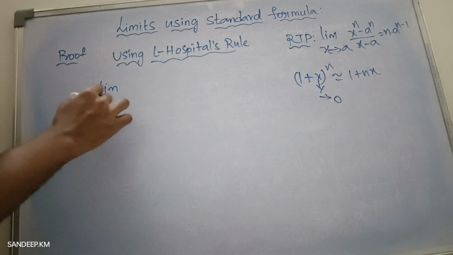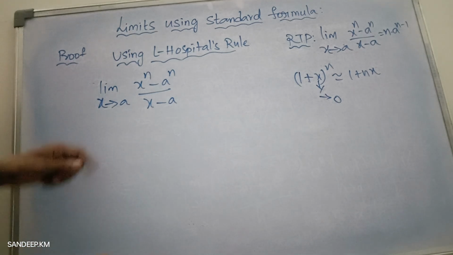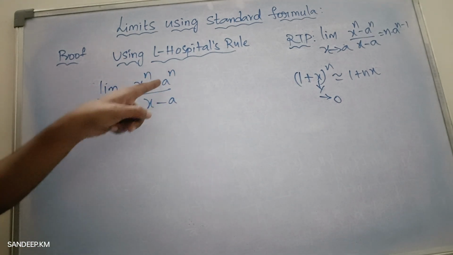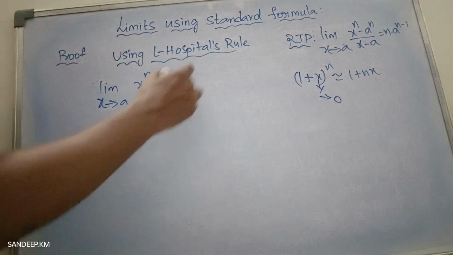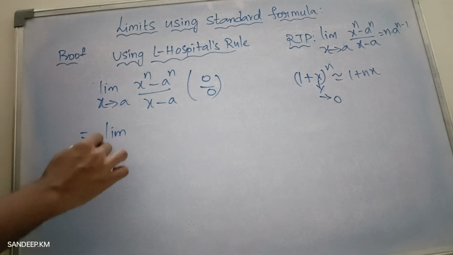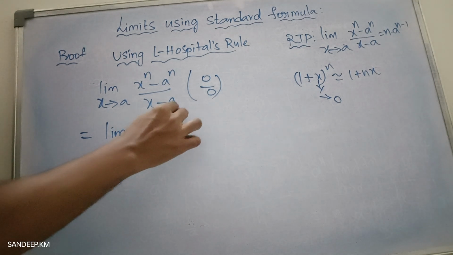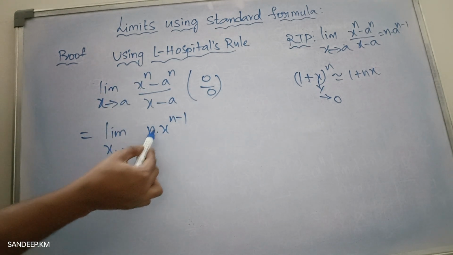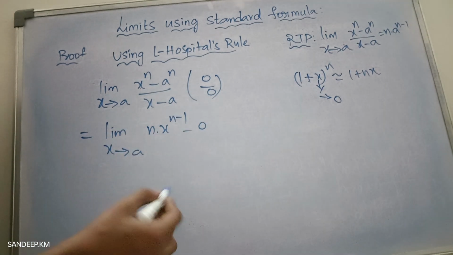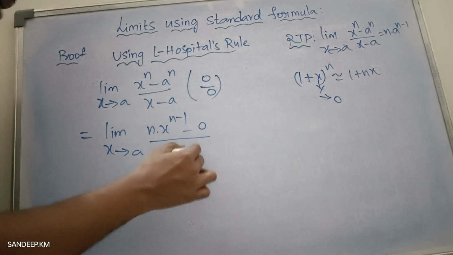Okay, let me take limit x approaches a, x power n minus a power n divided by x minus a. When I substitute x as a, the numerator will be a power n minus a power n, which is 0, and denominator is a minus a, which is 0. It is taking 0 by 0 form. So let me use L'Hospital's rule. According to L'Hospital's rule, the derivative of numerator: x power n derivative is n into x power n minus 1, minus a power n is a constant, and the constant derivative is 0, whole divided by x derivative is 1, minus again a number, whose derivative is 0.